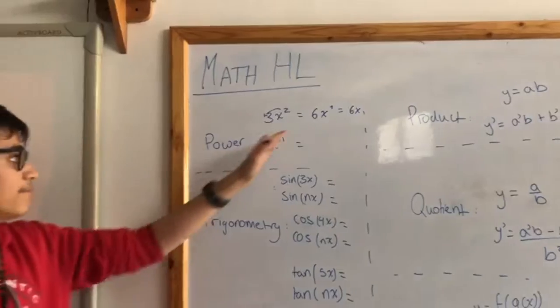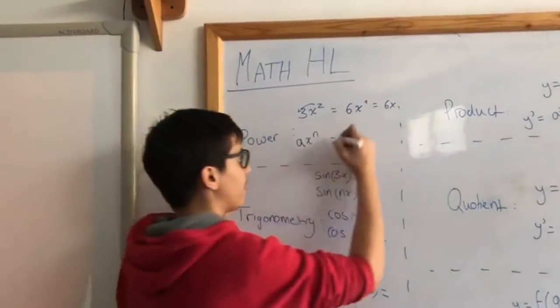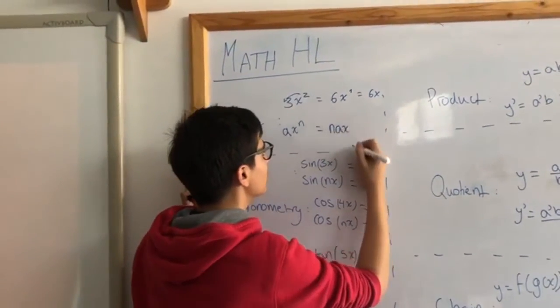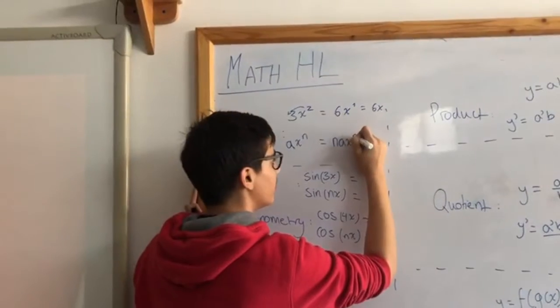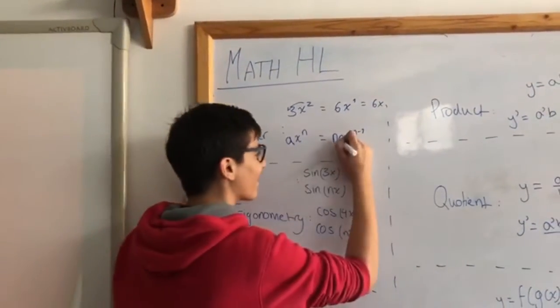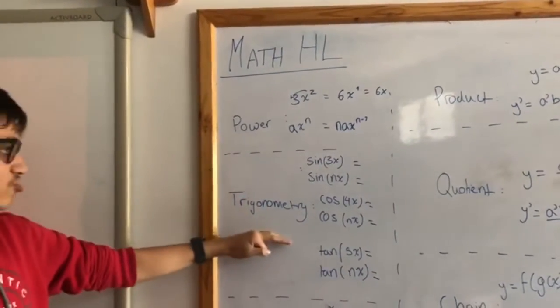So in general, for any power, fractional, negative, or integer, what would happen is you bring the power down, so you get n times a, the coefficient, and then you subtract 1 from the power, n minus 1. This will work for any power function. Sorry guys. And now, so that's the most basic. Now let's move on to trigonometry.